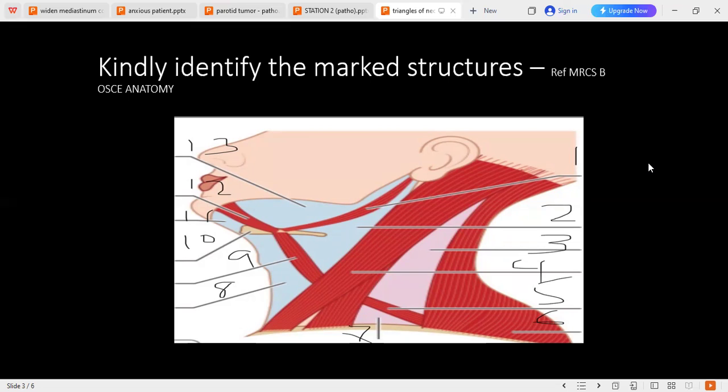What is the fourth triangle? Submental, muscular, carotid and submandibular triangle. Okay, submandibular triangle. So what divides these two triangles, anterior and posterior? By the sternocleidomastoid muscle. Please tell me the attachment of the sternocleidomastoid muscle.